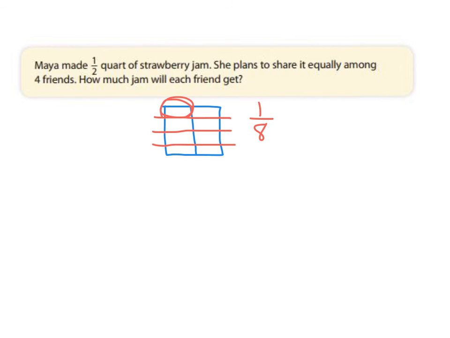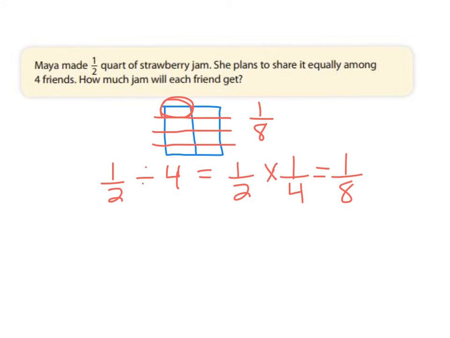Let's see if that works out with the equation. So a half a quart divided by 4 friends is the same thing as keep, change, flip. 1 times 1, 2 times 4. Each friend will get 1/8 of a quart of jam.